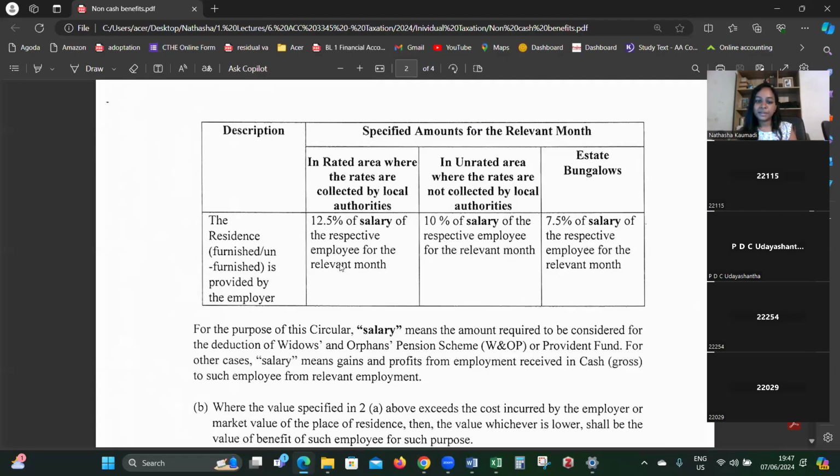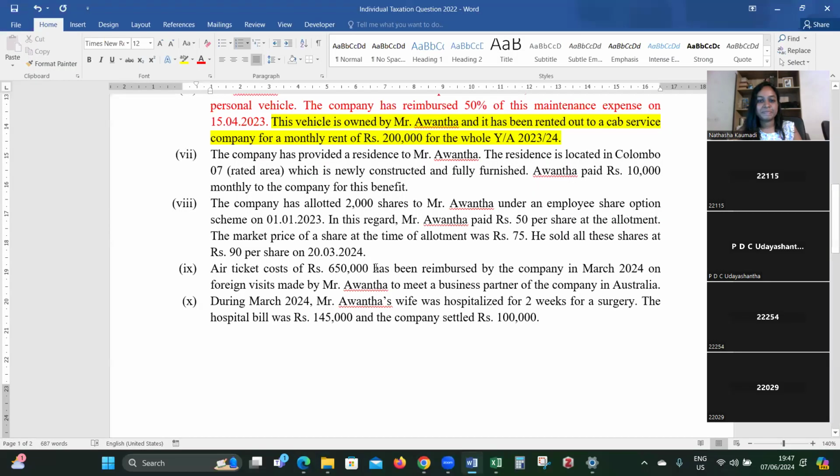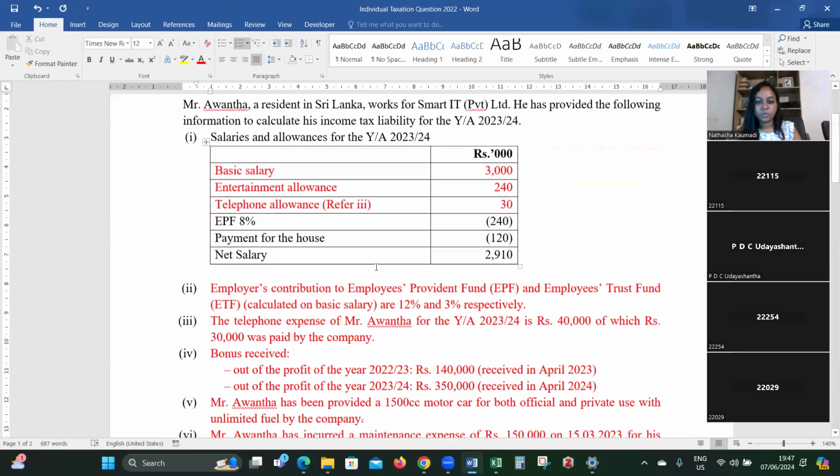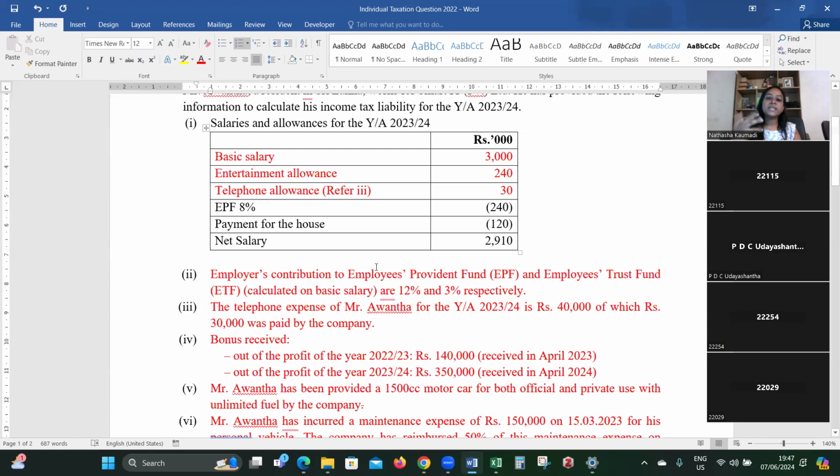12.5% of the salary. Now, you have discussed this point, right? When you say salary, what is the salary we are using? Can I have answers? What is the salary we have to use? You have discussed those points. Now, these are the salaries. What is the salary we have to use? This net salary, gross salary, or this basic salary, or what?